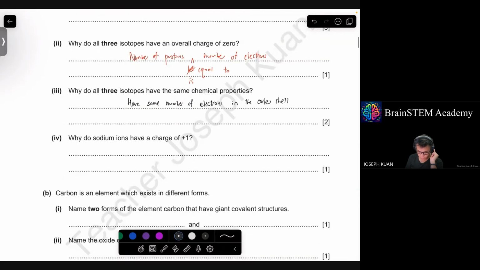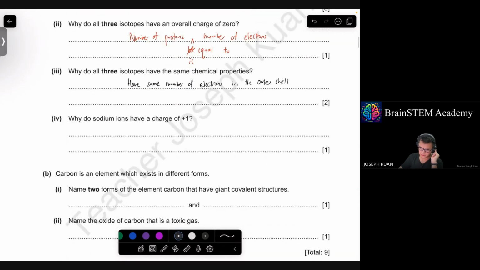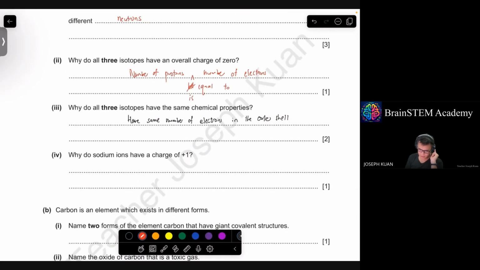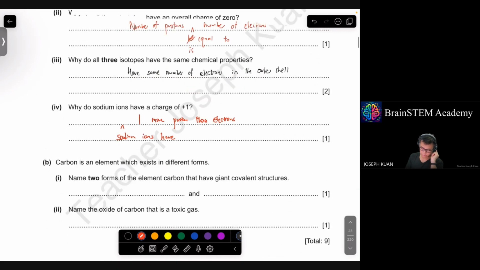Right, moving on to 4. Why do sodium ions have a charge of +1? So sodium ions are actually formed when sodium atoms donate 1 electron, and the charge is due to there being one more proton than electrons. Right, moving on to the next question.